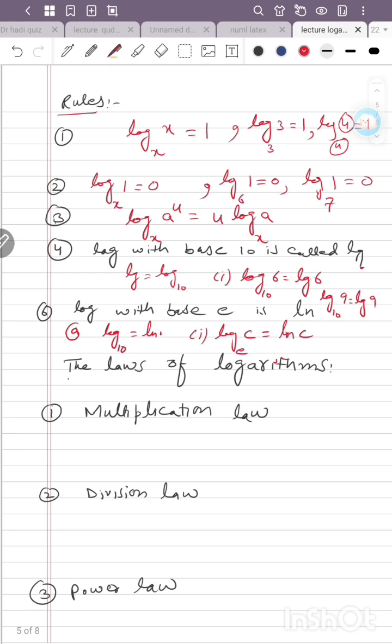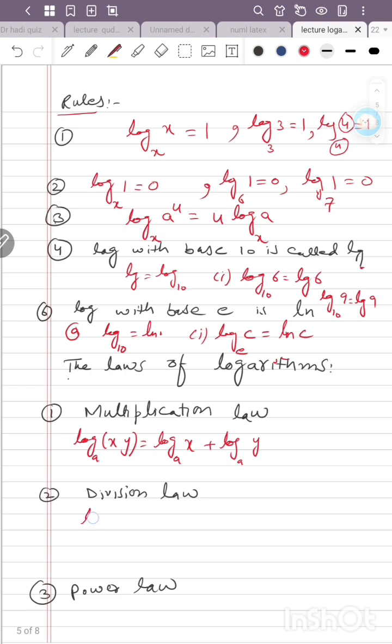Now we have to use the laws of logarithms. These are very important rules for solving logarithmic questions. The first property is the multiplication property. What is it? You have a log with base a, and these two arguments are multiplied, so your answer is log of x plus log of y. When you multiply, it will be plus. This is the property of log.